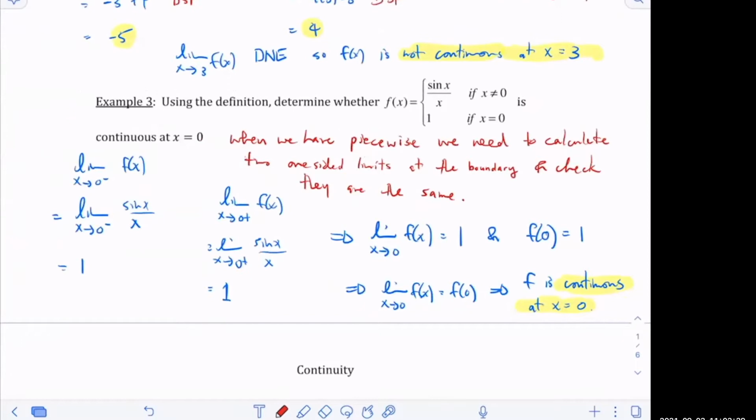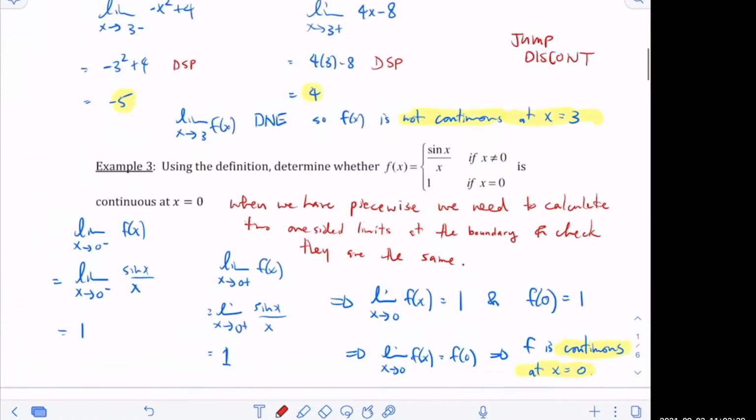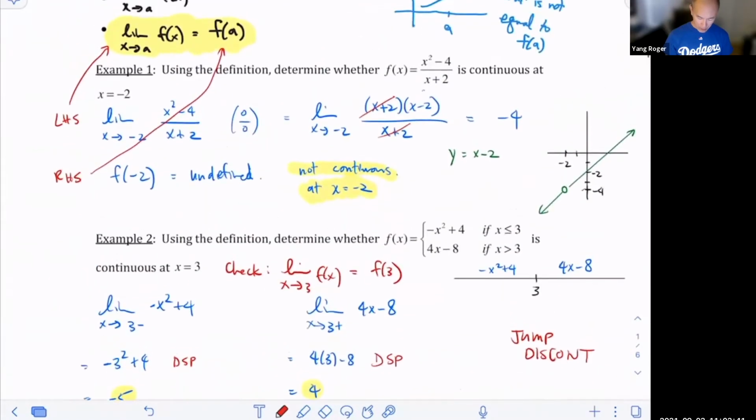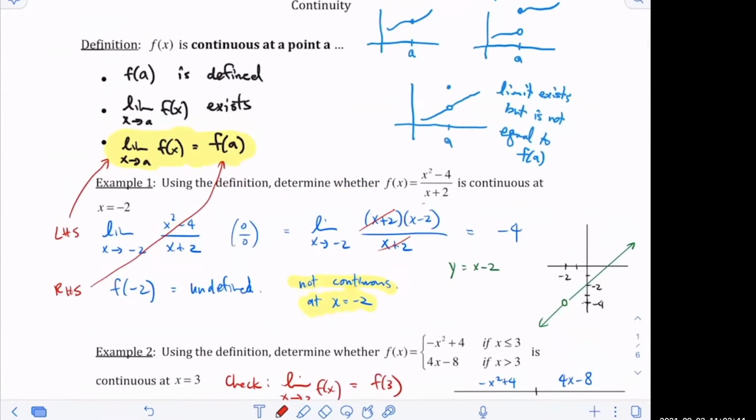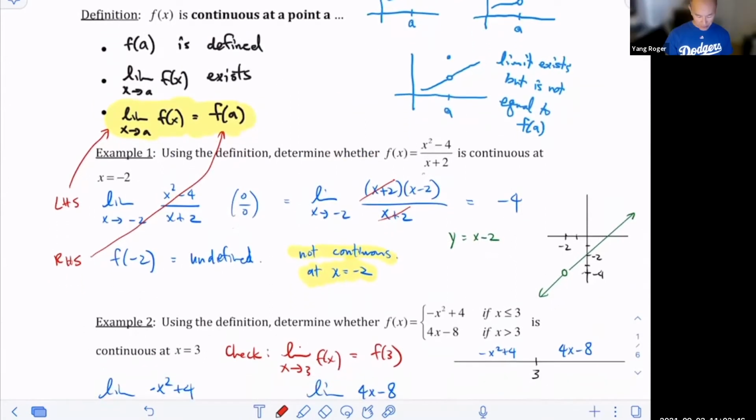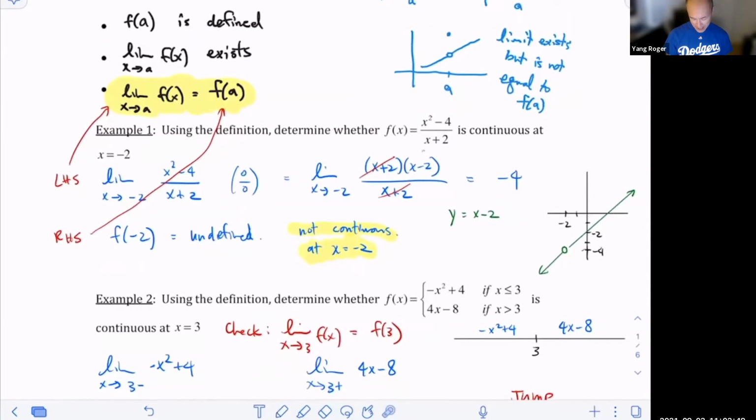Professor, how are we supposed to know if the function is removable, jump, or infinite discontinuity? So it's going to be removable when the limit exists. You see how for this guy, the limit actually existed? If the limit actually exists, then you can just redefine your function to be equal to the limit. So that's how you handle the removable case.